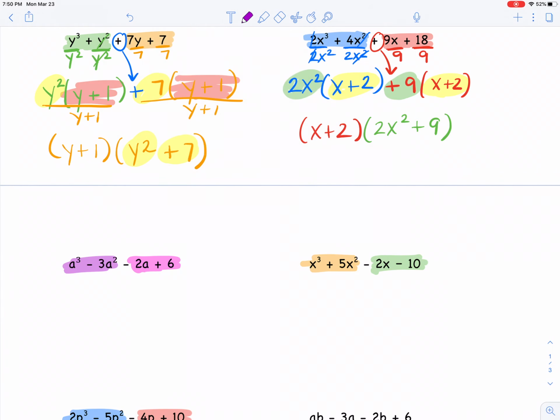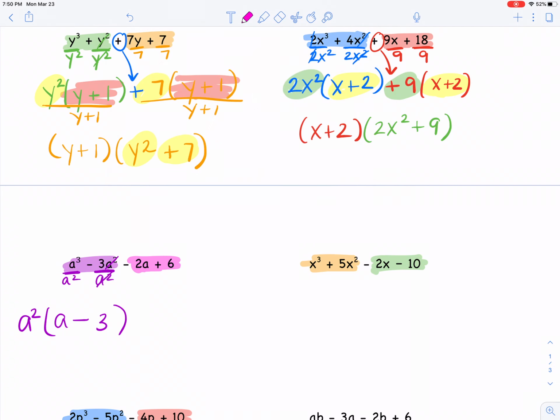Okay, you guys could keep looking back, pausing, playing, whatever you need to do to get this. Here, there's no numerical GCF. They both have a. The lower exponent's a squared. Then when I divide both by a squared, I get, keep, subtract, just a. 3a squared divided by a squared, the a squareds cancel out, and I'm left with minus 3.